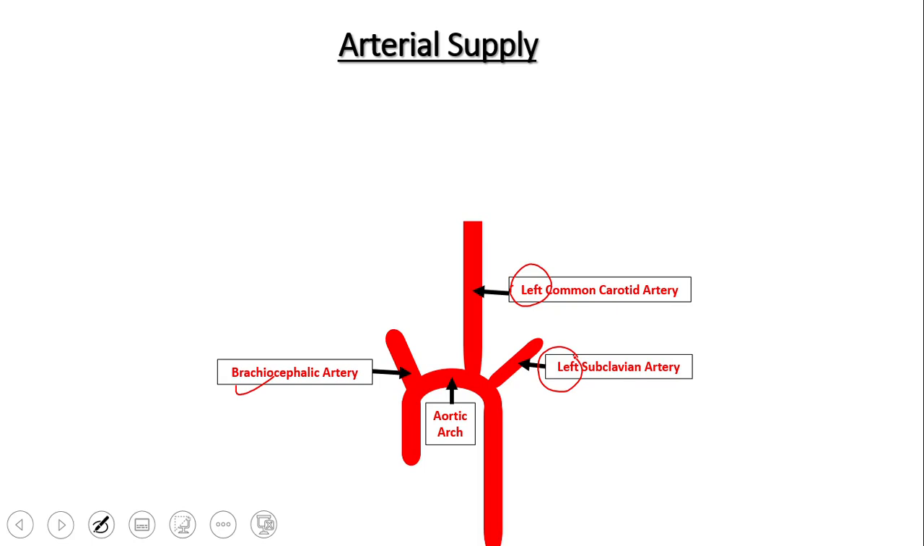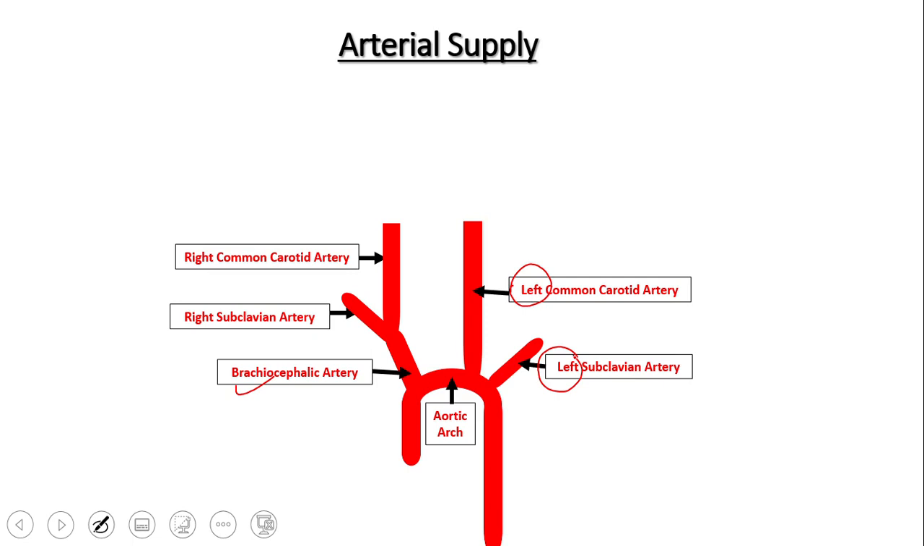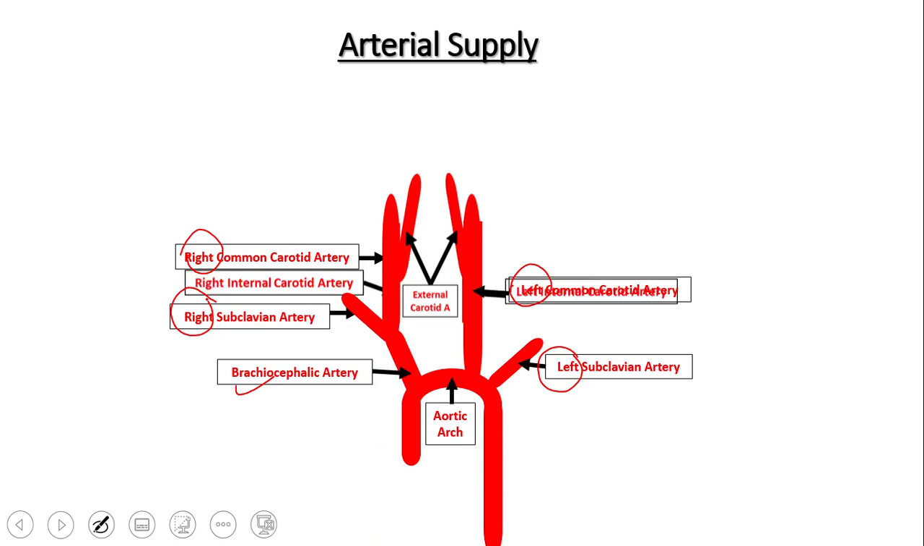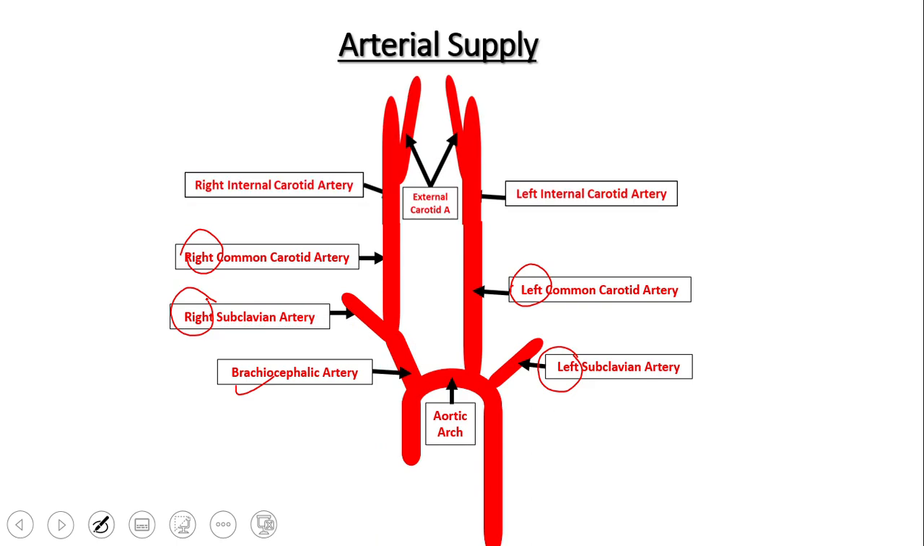Okay, so from the arch, we have the left common carotid and left subclavian. Then where are the right ones? They come from the brachiocephalic artery. So the brachiocephalic gives you two rights, the right common carotid and right subclavian artery. The left and right common carotid arteries are the source of the blood to the neck and head. Then each common carotid artery branches into an internal carotid and external carotid.